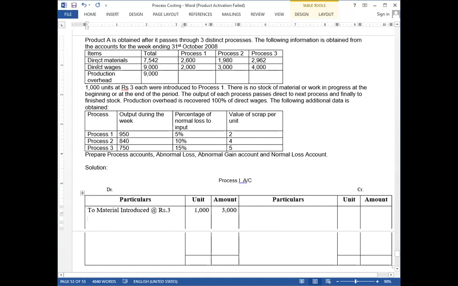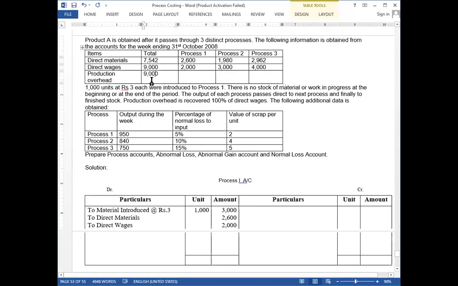Next, we have to write other expenses. Here the other expenses are direct materials and direct wages. For process one, the direct materials amount is 2,600, and the direct wages amount is 2,000.